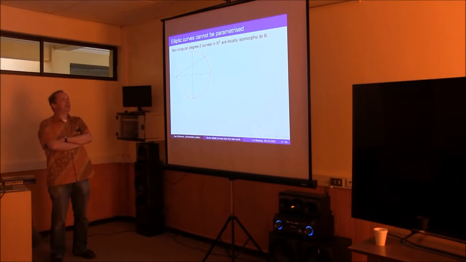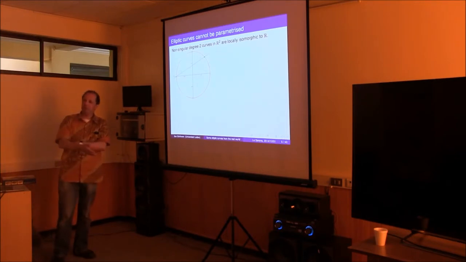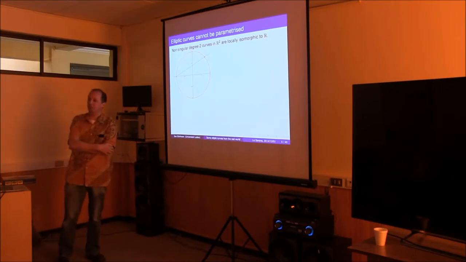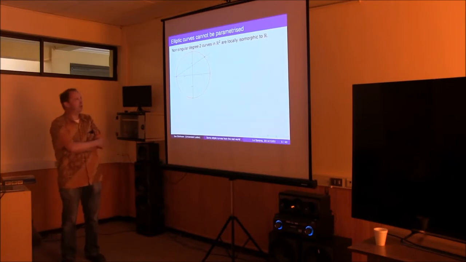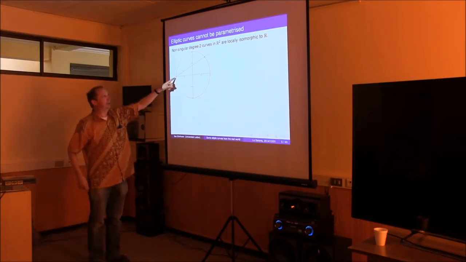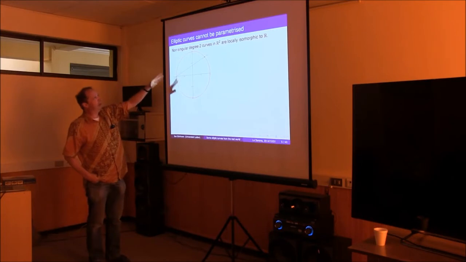The circle is an example of a non-singular degree 2 curve in the real plane, and I say that from my algebraic geometer's point of view, the circle is somehow isomorphic to the real numbers, to the line. And why is that? Well, we can take a point on the circle, this point, minus 1, 0, and we can look at all the lines through it.